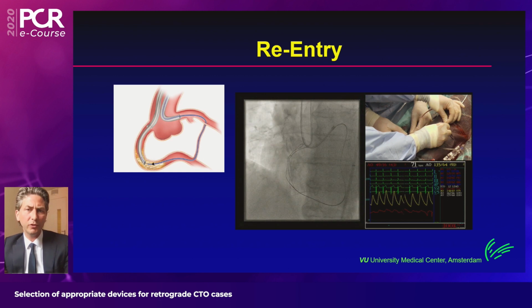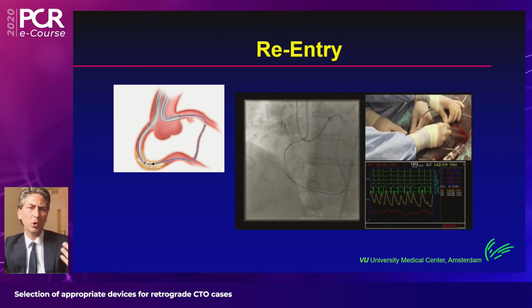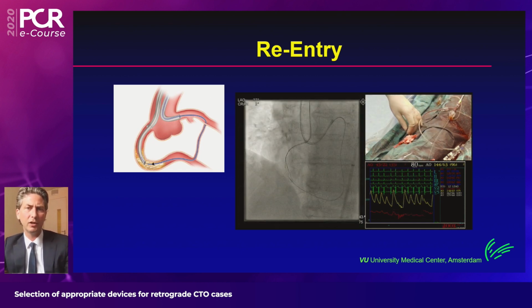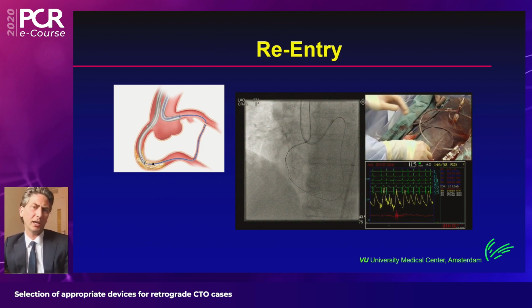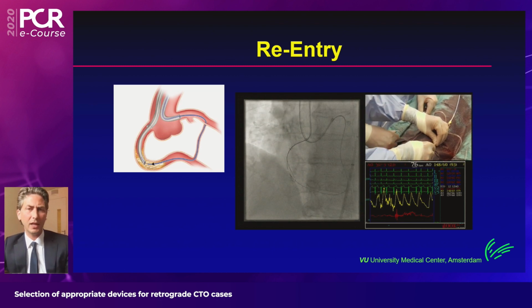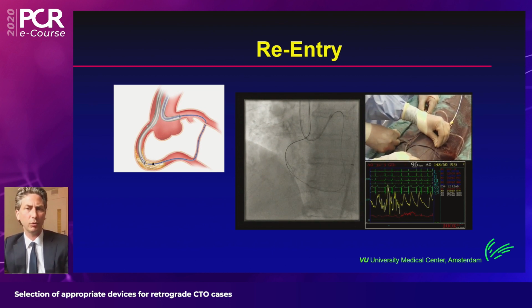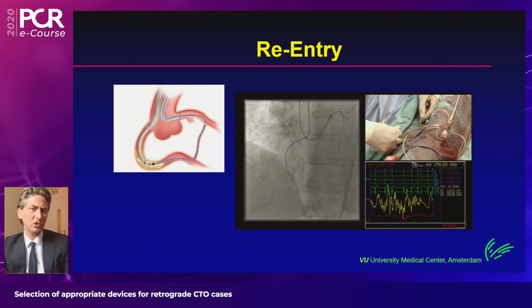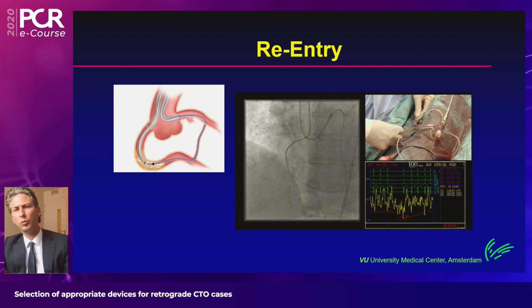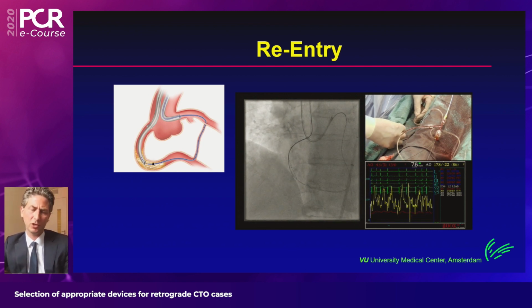So this is the re-entry phase. In this case, it was a Gaia wire. You can see the wire going back and forth into the subintimal space, and finally, as you can see right here, getting into the GuideLiner. And now you have externalized. So you advance your retrograde gear, get it into the GuideLiner, then get a long wire like an RG3, and you externalize. So you basically now have the heart on a string, and you can do antegrade ballooning and stenting through the externalized wire, in this case, the RG3.